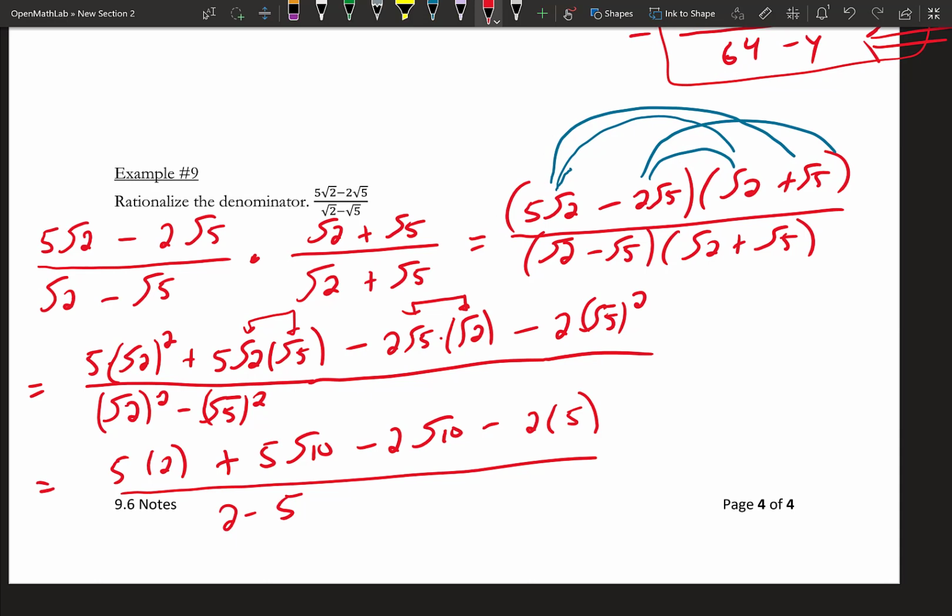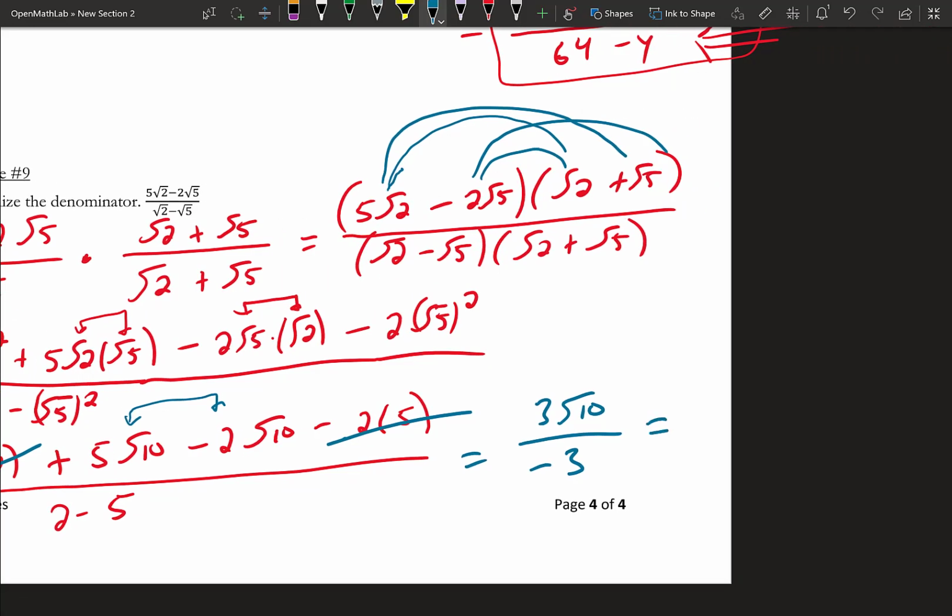So then notice that this cancels with this, right? Because that would be 10 and then minus 10. So then what we have left is, so these are like terms, right? So 5 minus 2 is 3, so that would be 3 radical 10, all divided by, and then 2 minus 5 is negative 3. And then the 3's can cancel, so what we're left with is just negative radical 10, right?